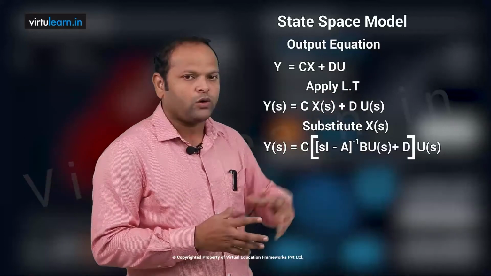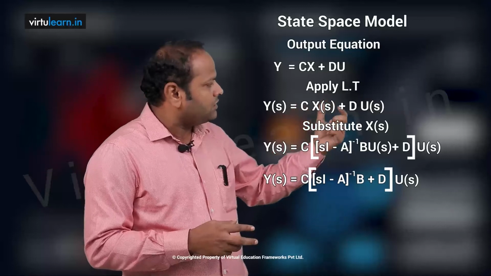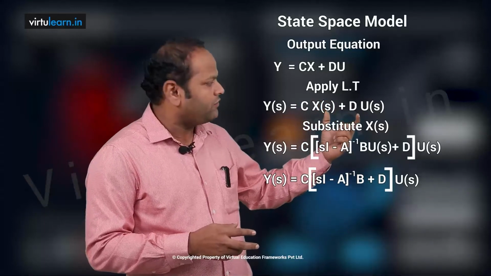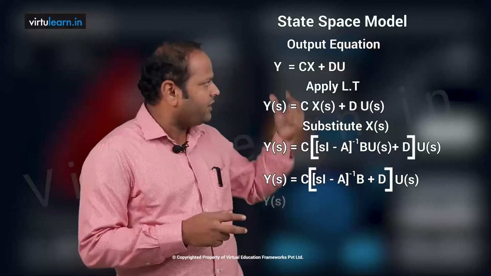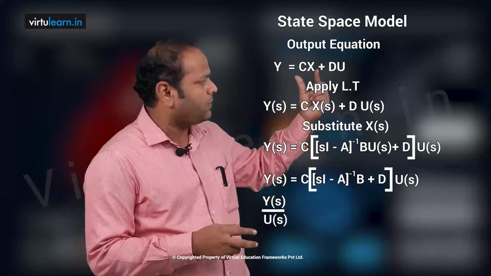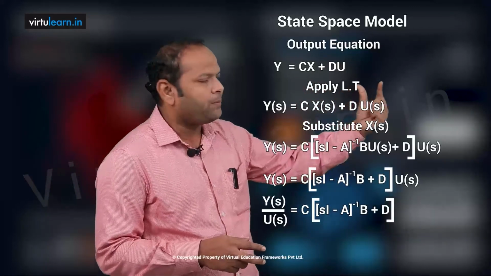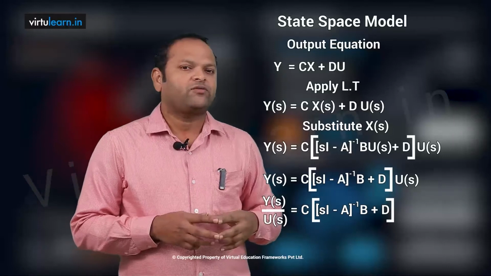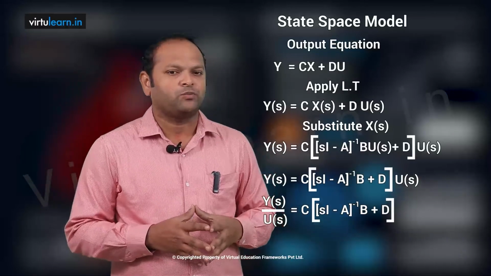Again here I can take U(s) common, therefore your Y(s) is equal to [C (sI - A) whole inverse B + D] U(s). Now I can get the transfer function directly. Y(s) by U(s), output by input in the Laplace domain, is C (sI - A) whole inverse B plus D. So this is the formula used to get the transfer function from any state space model.